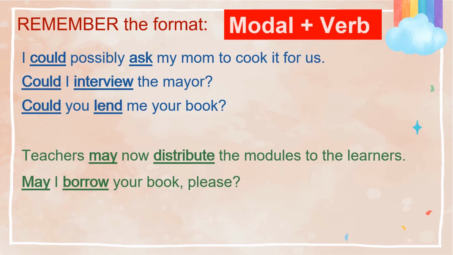As you see, on the first box, we have here the modal could and the verb ask. On the second sentence, we have the modal could and the verb interview. And on the third sentence, we have the modal could and the verb lend. On the next box, we have the modal may and the verb distribute. Next sentence, we have the modal may and the verb borrow.